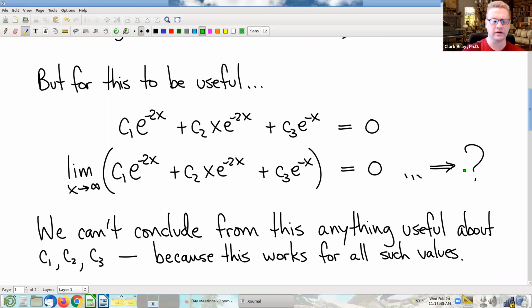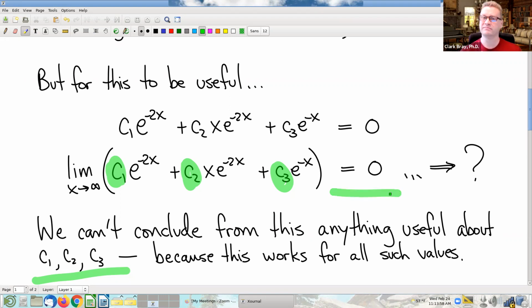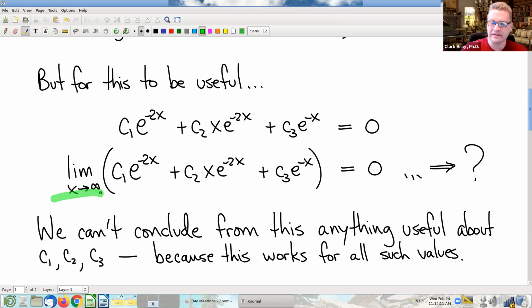How could I draw a conclusion about these coefficients C1, C2, and C3? This limit's equal to 0 for all possible values of C1, C2, and C3. The fact that this limit is equal to 0 is therefore not informative. It's obvious. So that's what Bob's wrong about. Technically he can take the limit, but he's wrong in thinking that it will be helpful to him, that the argument works.